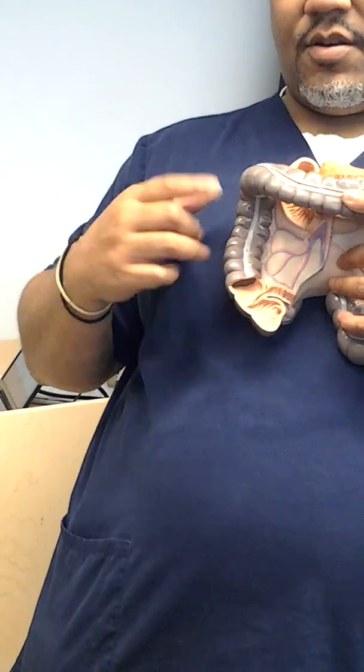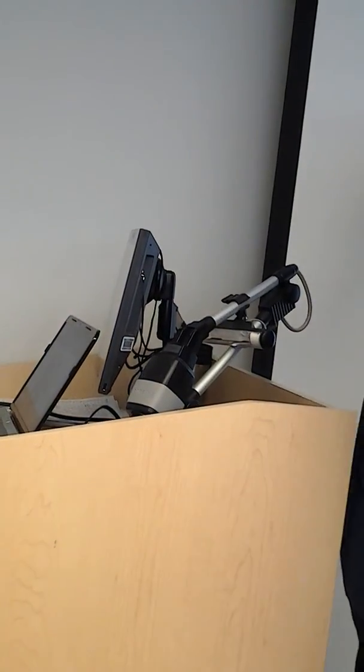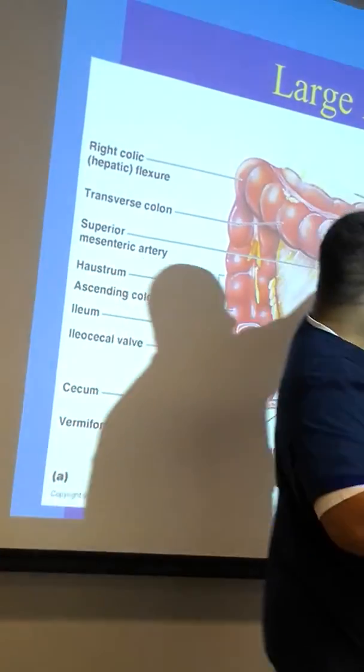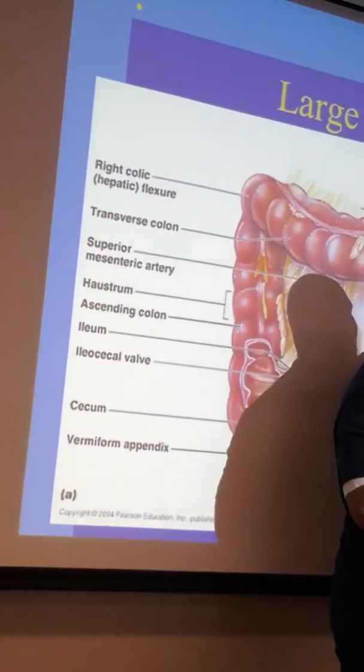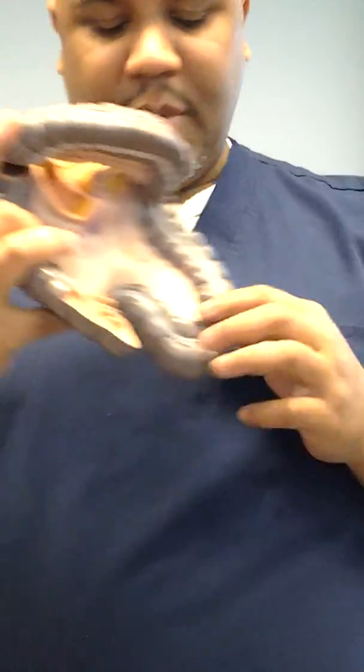So the one on the right side is called the hepatic flexure. And the one on the left side is called the splenic flexure, which is why you see here right colic flexure, also known as the hepatic flexure. Left colic flexure, also known as the splenic flexure. And you'll see that on here again. Okay?